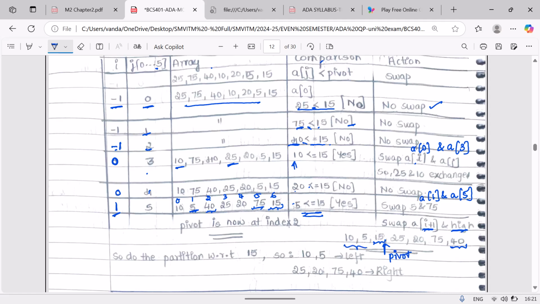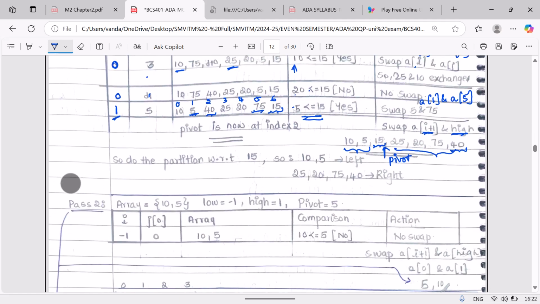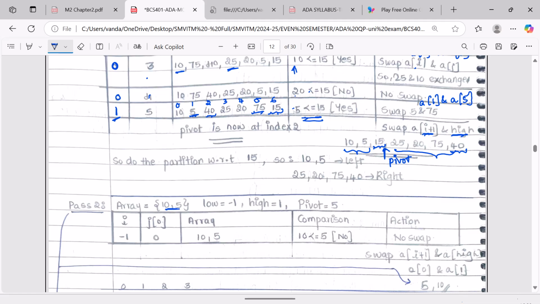So one list will be 10 and 5. The other list will be these 4 elements. Now you will do the same on 10 and 5. So low is 0, sorry, not minus 1. i is minus 1, low is 0, high is 1 and pivot is 5.